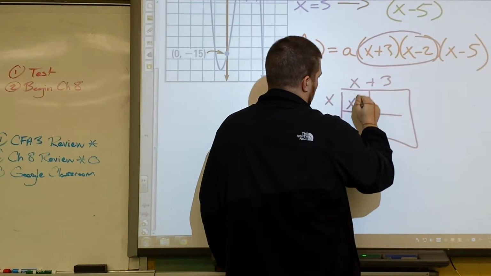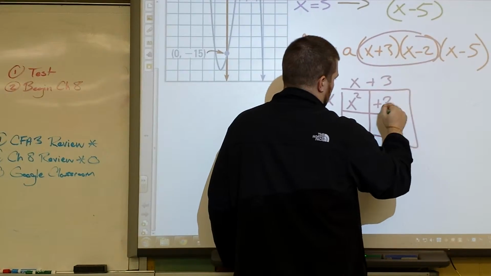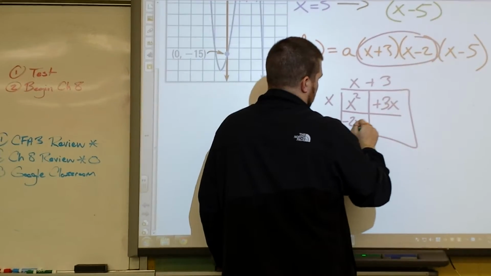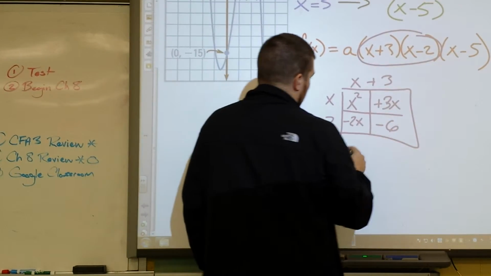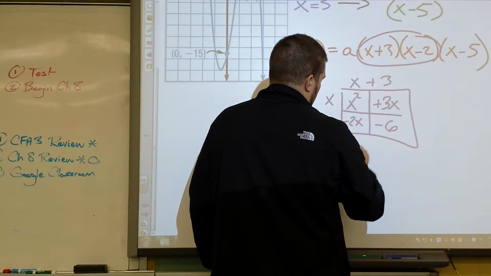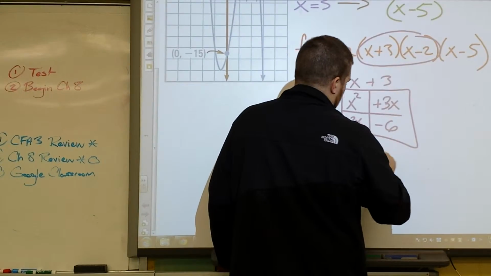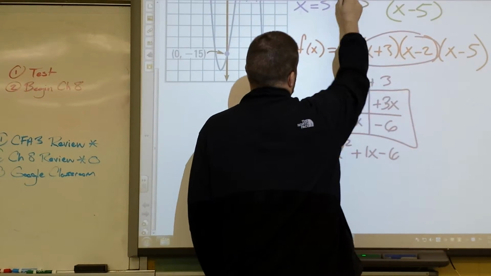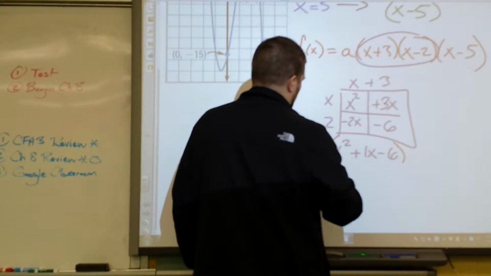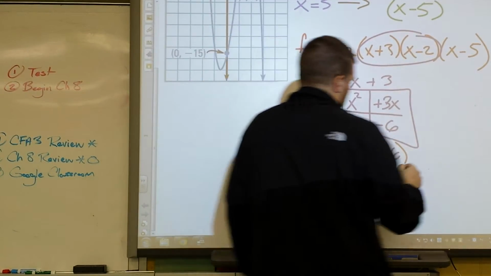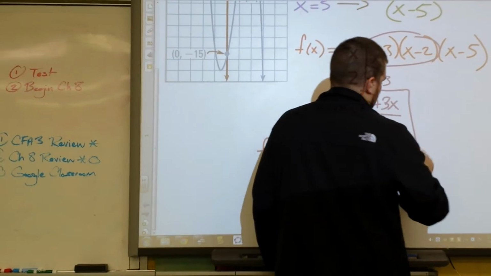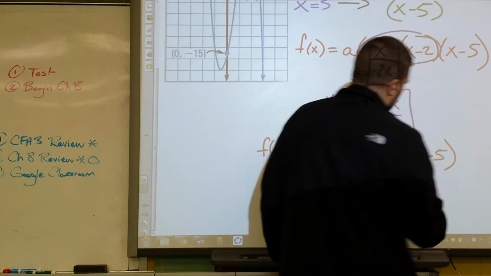Okay, so I have x squared plus 3x minus 2x minus 6. I want to combine my terms, so I end up with x squared plus 1x minus 6. That still needs to be multiplied first off by a on the outside. So we're still talking about our polynomial function is equal to a times what we just came up with times x minus 5. We haven't done anything with that yet.